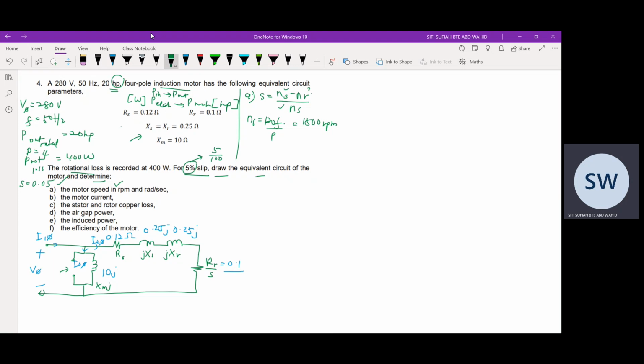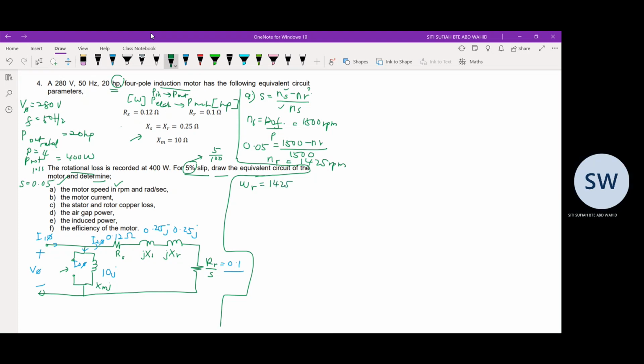Now you can calculate NR. S is 0.05 equal to 1500 minus NR over 1500. So NR equals 1425 RPM. In radian per second, we write it as angular speed, so you have to multiply by 2 pi over 60. You will get 149.23 radian per second. Alright, so A is done.